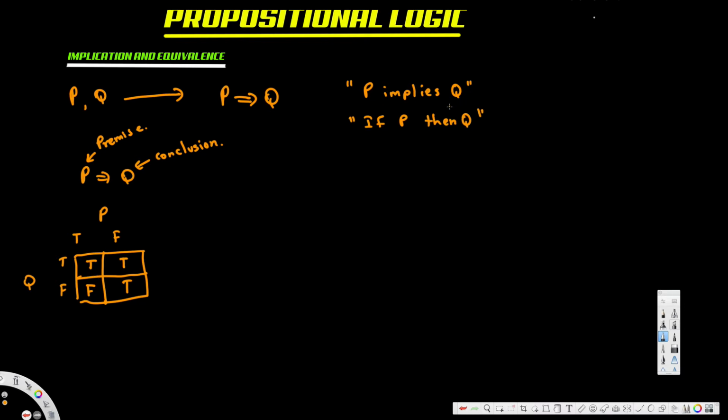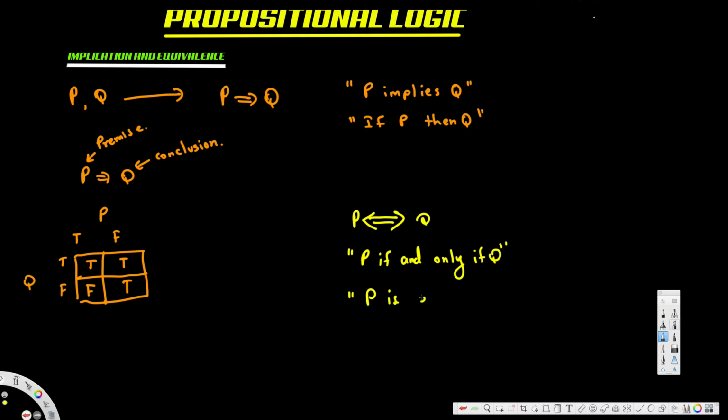Now let's look at the equivalence. Equivalence looks like this. Let's use a different color. Equivalence looks like this, P equivalence Q. We can also read this one as P if and only if Q. P if and only if Q. And in other words, we can say P is equivalent to Q.